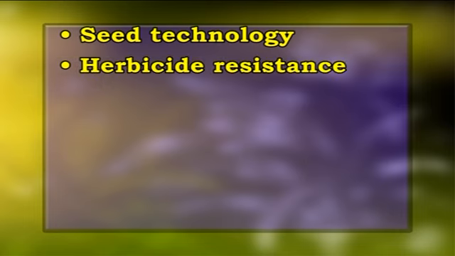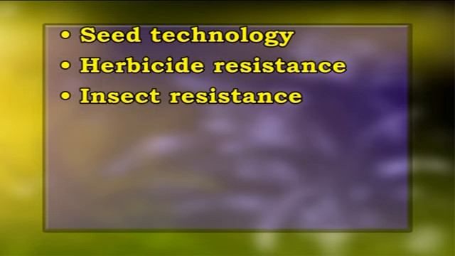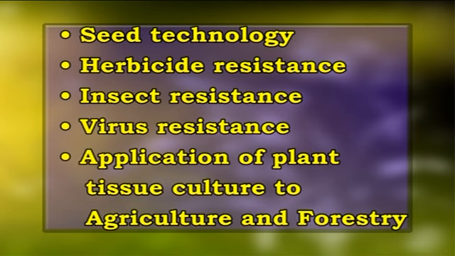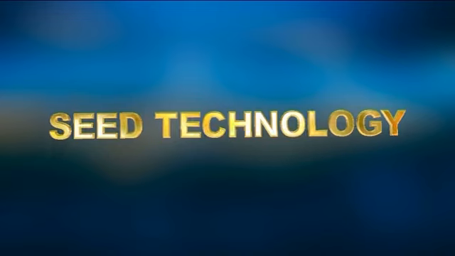Now, in this episode, the following aspects are going to be seen: seed technology, herbicide resistance, insect resistance, virus resistance and application of plant tissue culture to agriculture and forestry. Let me start with our first objective, seed technology.